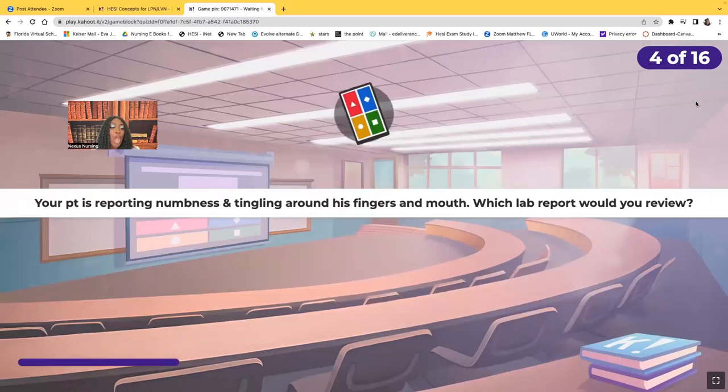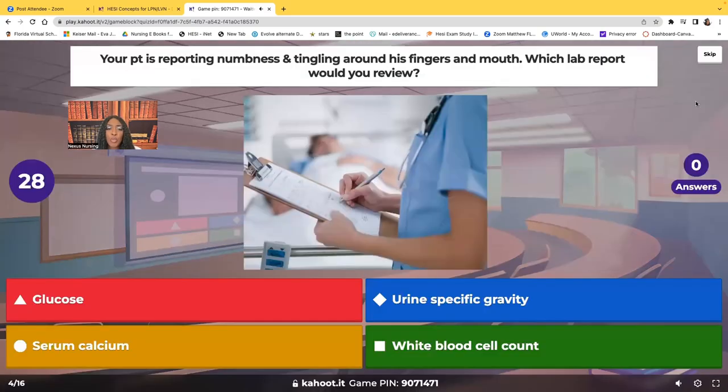Next question. Your patient is reporting numbness and tingling around the fingers and mouth. Which lab report would you review? What are you going to be concerned about? Would it be glucose, urine specific gravity, serum calcium, or the WBC? If your patient's reporting numbness and tingling around the mouth and fingers, what would you suspect? What lab report would you be reviewing?